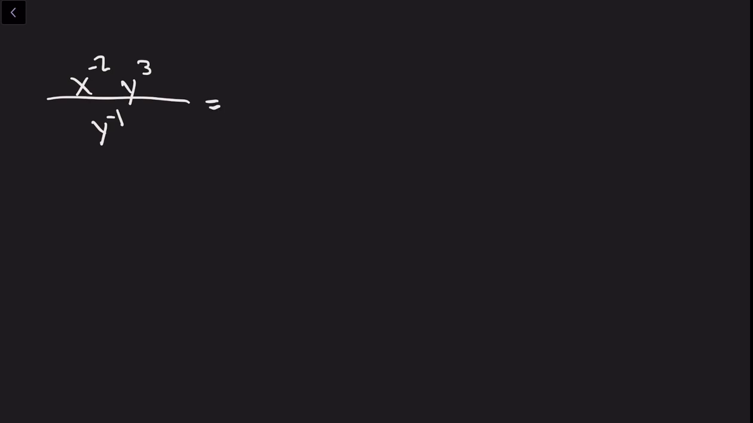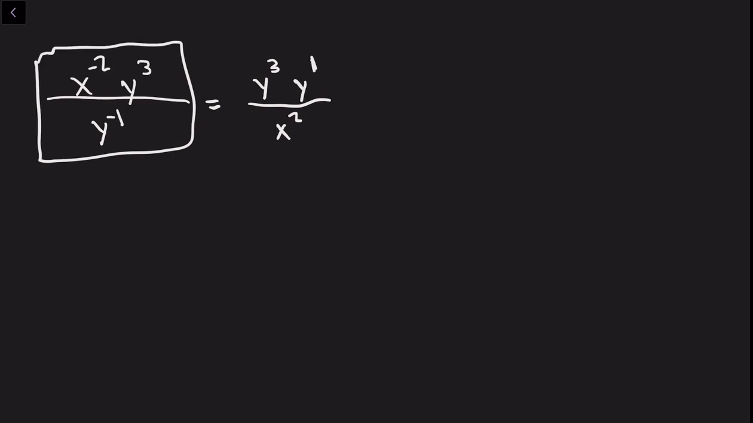So we can keep the y to the third here, and then we'll bring the y to the negative first power up, and essentially flip it with the x to the negative second and make it x to the second. So we wouldn't flip the entire fraction, because we can say that this original fraction is like x to the negative second over 1 times 1 over y to the negative 1 times y to the third over 1. So even though they're all together, we can break this up into 3 separate fractions and flip them like that.